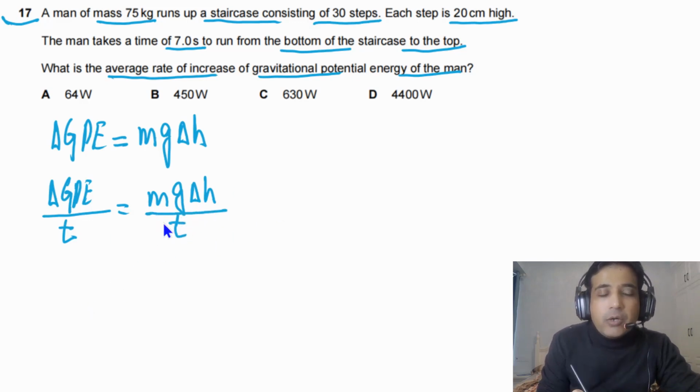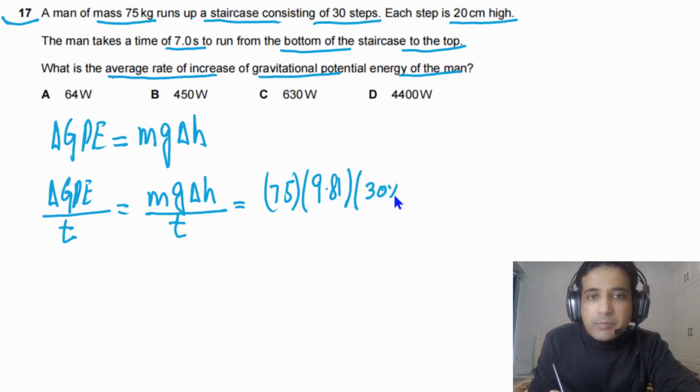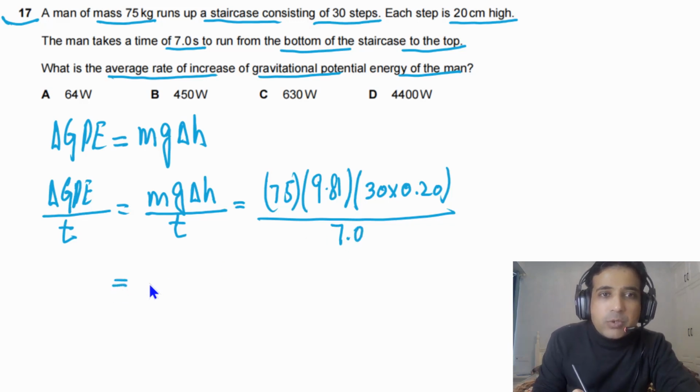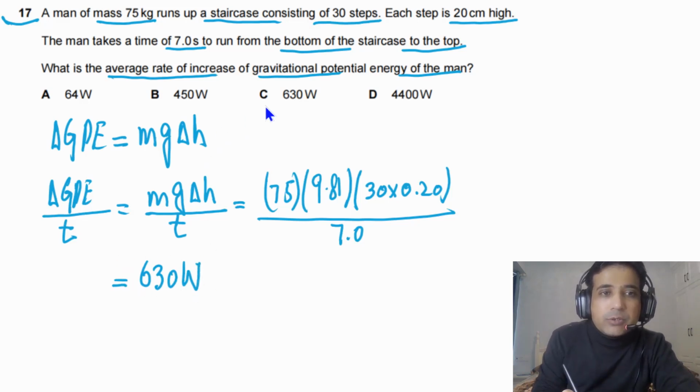Now in this case, simply we need to plug in values. Mass of the person is given, that is equal to 75 kg, and g is constant, that is 9.81. Height we need to find out. One step is 20 centimeters high and there are 30 steps. So 30 times 20 centimeters, that is 6.0 meters, just divide by 100, and divided by time taken. Time taken is 7.0 seconds. Now if we solve this one, our answer will be 634 joules per second, because this is the rate of increase. So this is our final answer. The answer for this question is 6.